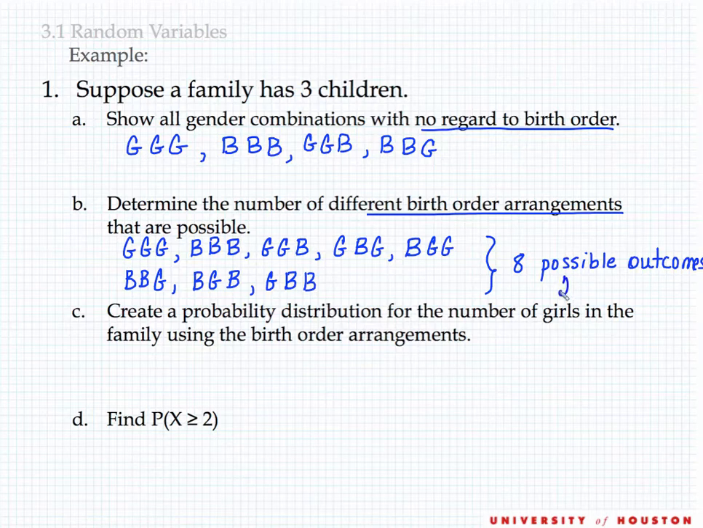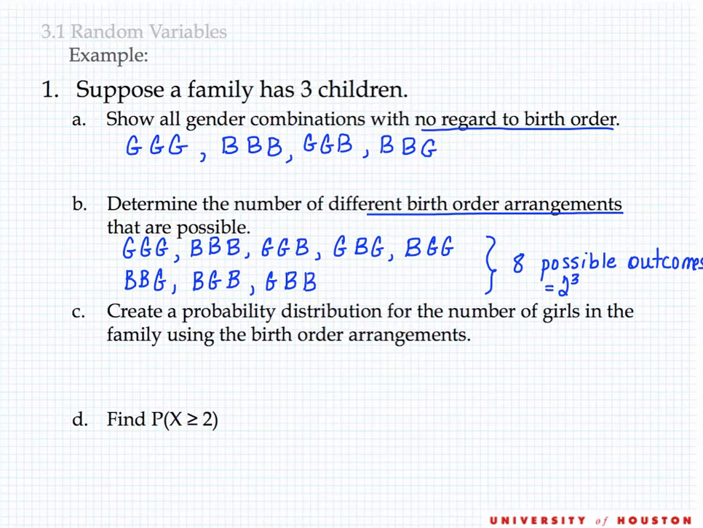Notice that this is 2 to the 3rd. Since we can have a girl or a boy, we have 2 different choices. When we're worried about the arrangements, it would be, since we can repeat the gender, 2 times 2 times 2.